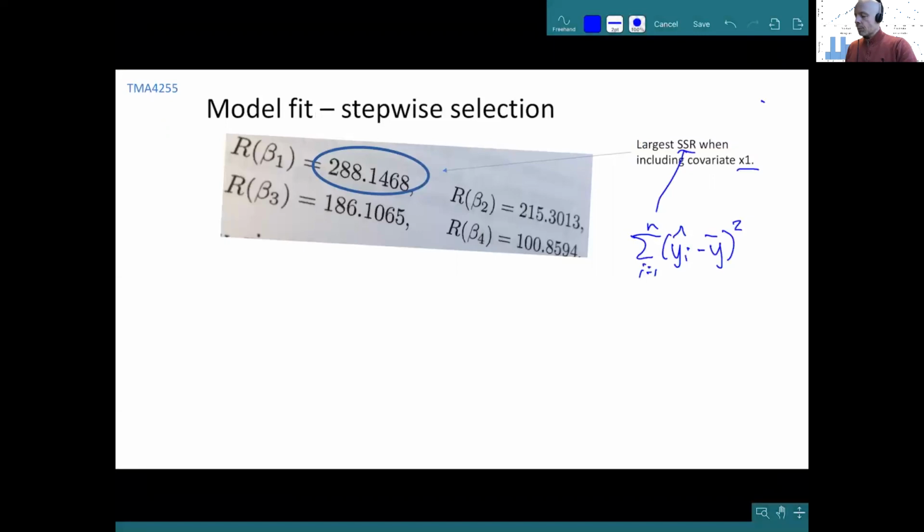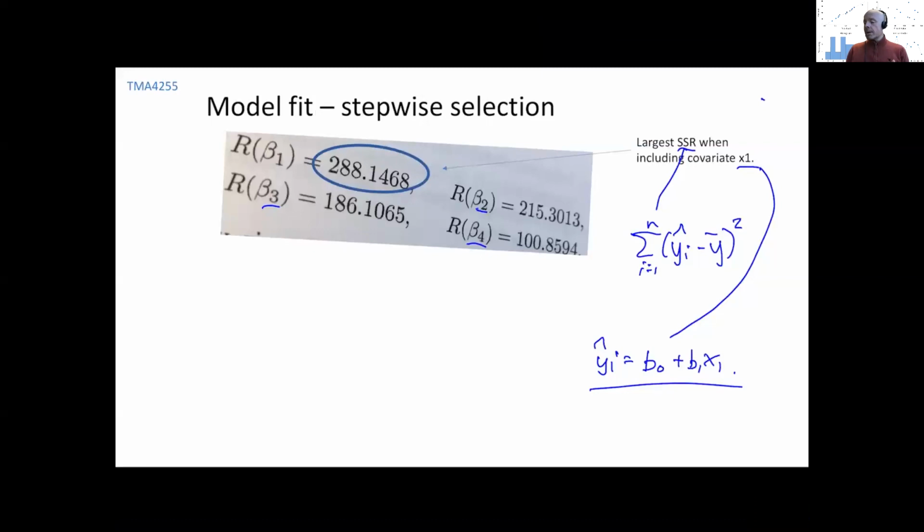That's covariate 1. And what's then my model? My model is ŷ, I fit β0 and then β1 x1. I don't have any more. This is all I got. And then I get the highest SSR. I also do the same for only 2, 3, and 4, but then I get smaller numbers.